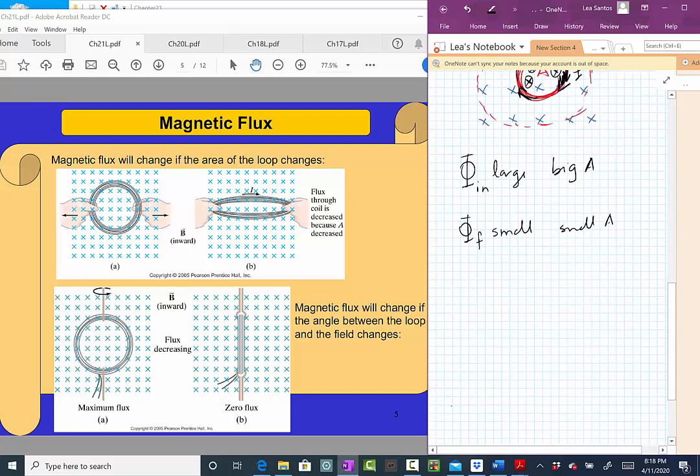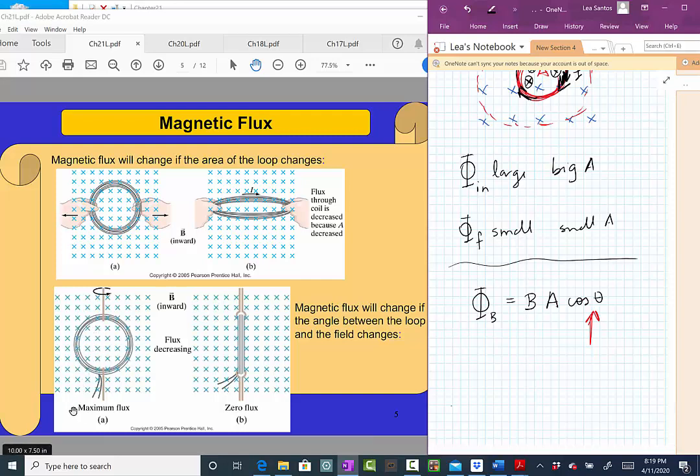Another way to induce current and induce EMF is by changing the angle. Remember, let me repeat here, the magnetic flux depends on the magnetic field. I'm not going to touch it. It depends on the area. I'm not going to touch it. It depends on the angle theta between the direction of the magnetic field and the direction that is perpendicular to the loop. So that's another possibility. I'm going to change this angle now.